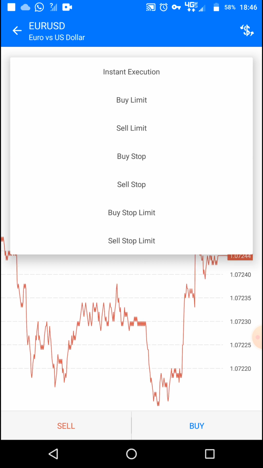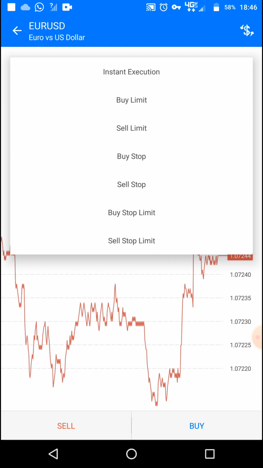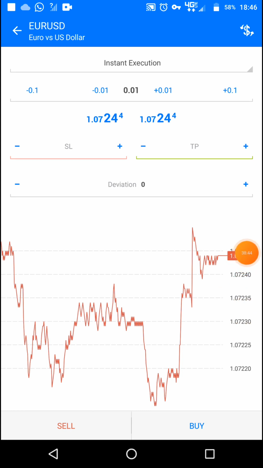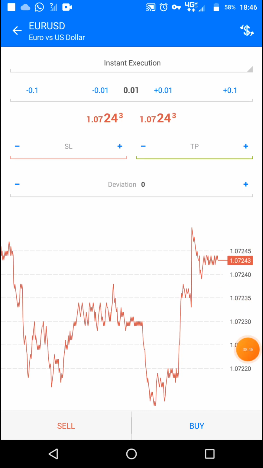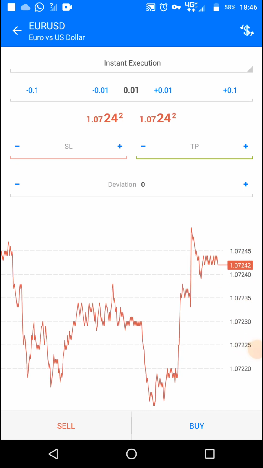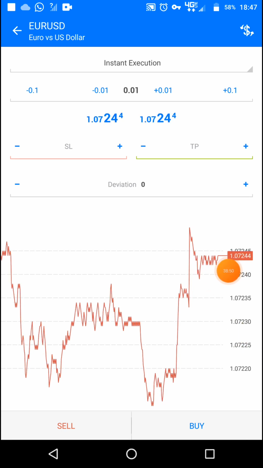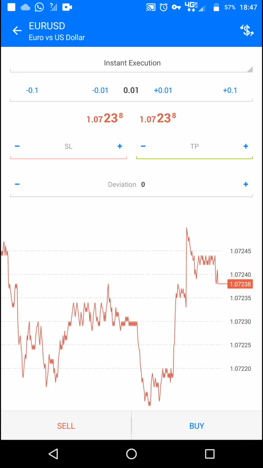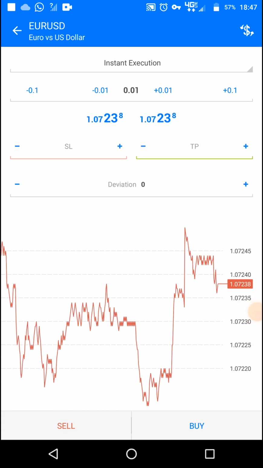So instant execution, we all know that's the normal one. You see the price, then you click on buy or sell. It will buy at exactly where the market is. That's the instant execution. Okay, it buys at where the market has reached, or it sells exactly where the market has reached. So that's for the instant execution.